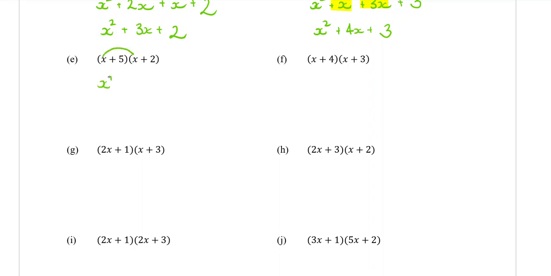So x squared. Then that one times that one makes, what, 2 squared? 2. And then 5 times x. Yes. And then 5 times 2 is 10. Good. All right, so then just add the middle ones together. And then plus 10 on the end. Good. Who wants to go next?